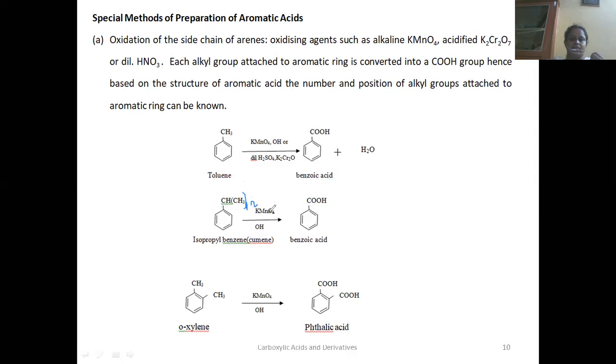If you add KMnO4 or any of these reagents, like potassium permanganate or potassium dichromate or nitric acid, the whole chain will get converted to carboxylic acid. And there is no specific selectivity with this reagent. It will convert all the alkyl groups attached to the benzene ring directly to the carboxylic acid functional group. Whatever the chain length is, it doesn't matter. I'll show a few more examples here.